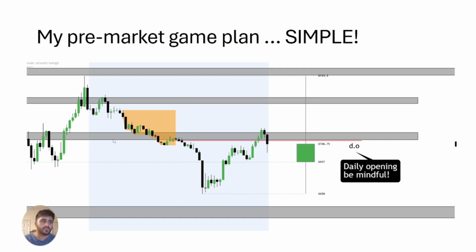So there's a few things I look for. We had a key level from yesterday. I'm going to be breaking this down on the charts as well. So I don't trade near the daily opening price.